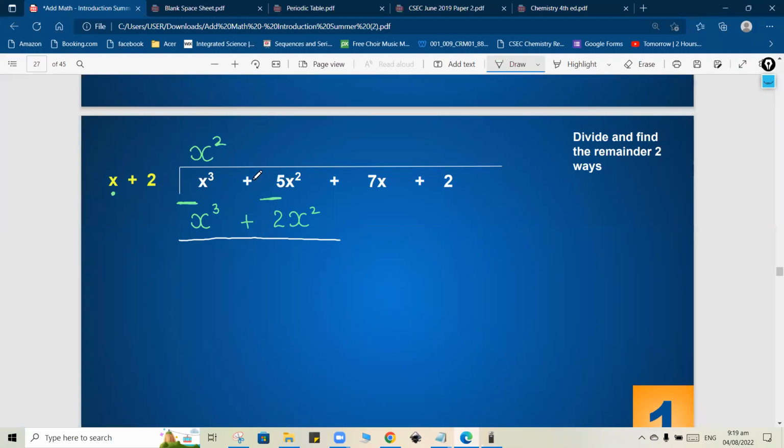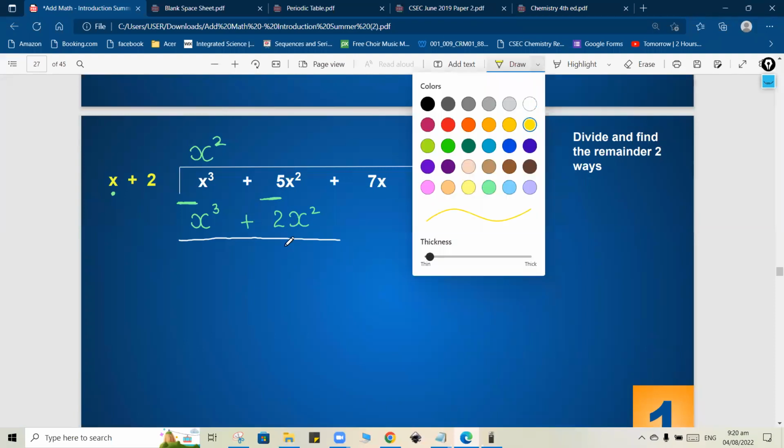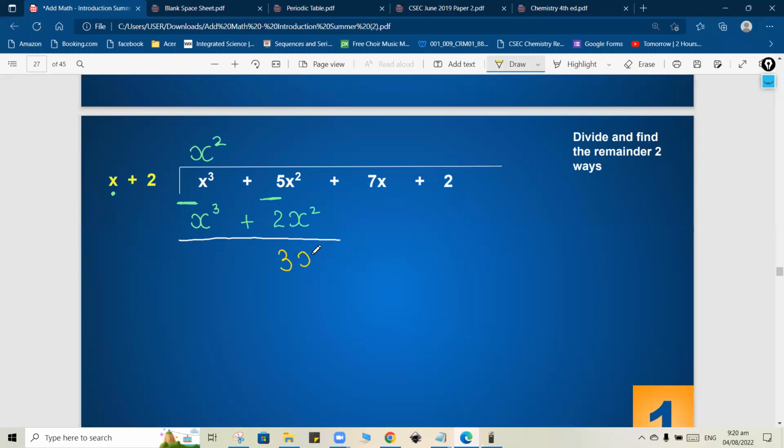Now you have to say 5x squared minus positive 2x squared. A minus and a plus is a minus, right? So you end up with 5x squared minus 2x squared. And when we do that, we are going to get 3x squared. And who joins the party now? Mr. 7x.